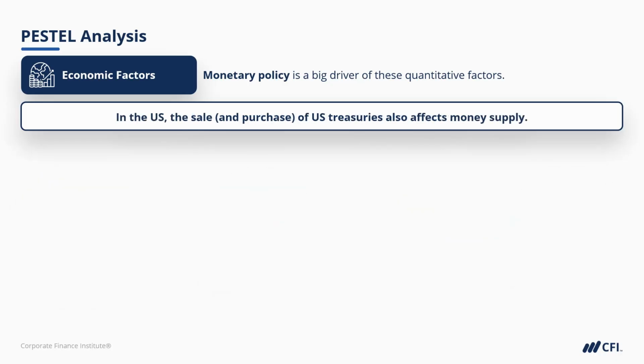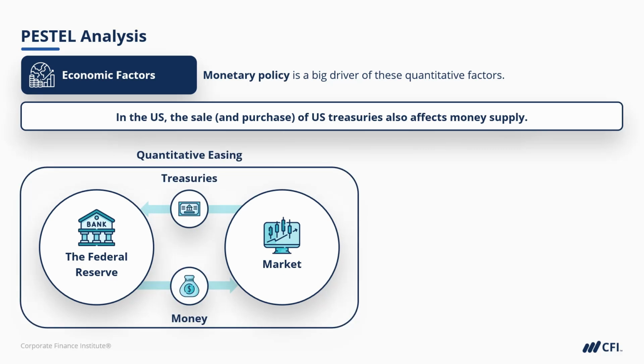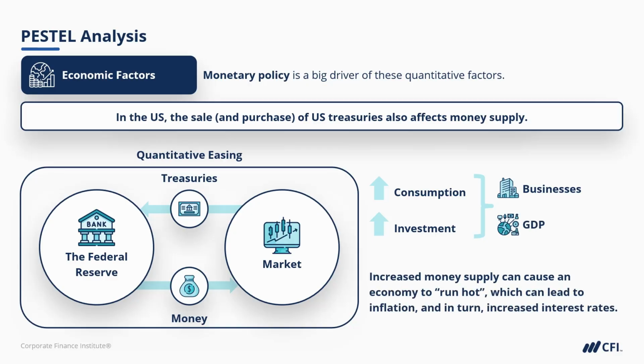In the US, the sale or the purchase of US Treasuries is another tool that's used to influence the money supply. When the central bank is purchasing treasuries, it's their way of injecting money into the economy, called quantitative easing. More money sloshing around the economy tends to increase spending on consumption as well as business investment, both of which can have a material impact on the business community and on GDP. Increased money supply for extended periods may cause the economy to run hot, though, which can cause inflation and, in turn, force the central bank to hike rates.